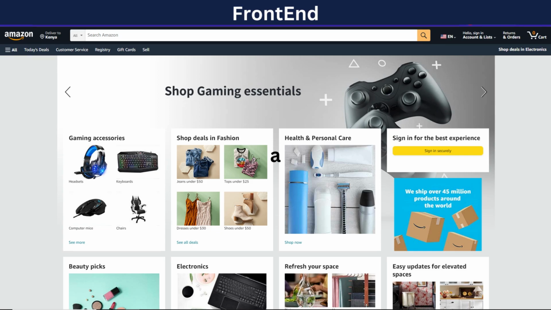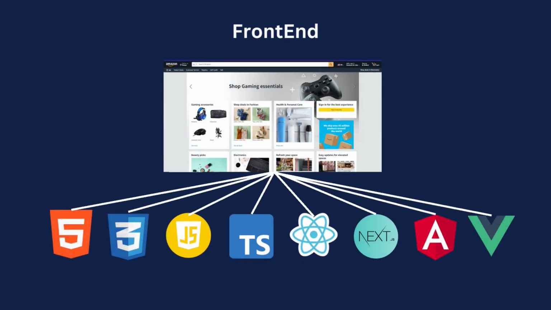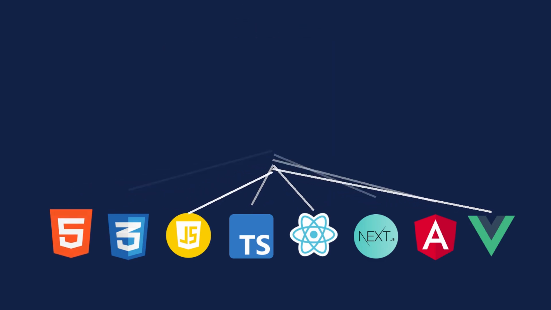The front end is basically comprised of HTML, CSS. What do we need to build a good front end? We have several technologies that are built for building front end. For example, we have HTML5, we have CSS, we have JavaScript, we have TypeScript, we have other frameworks like React, we have Next, we have Angular, and we also have Vue.js.